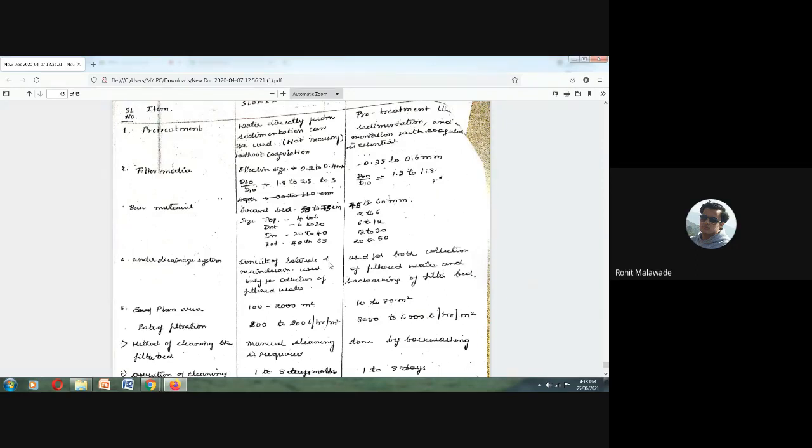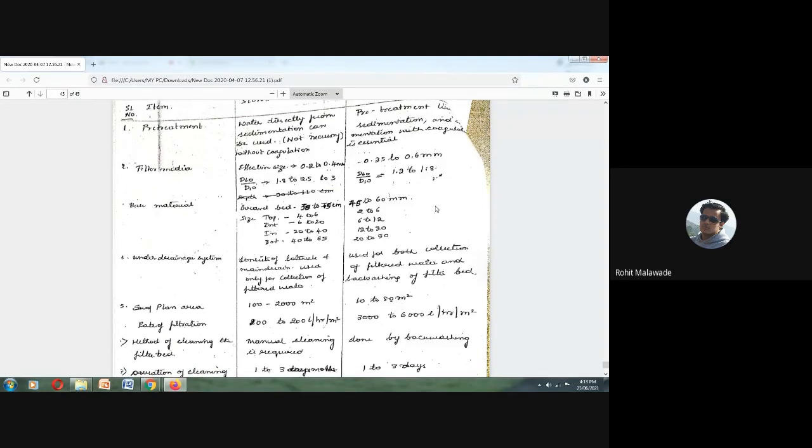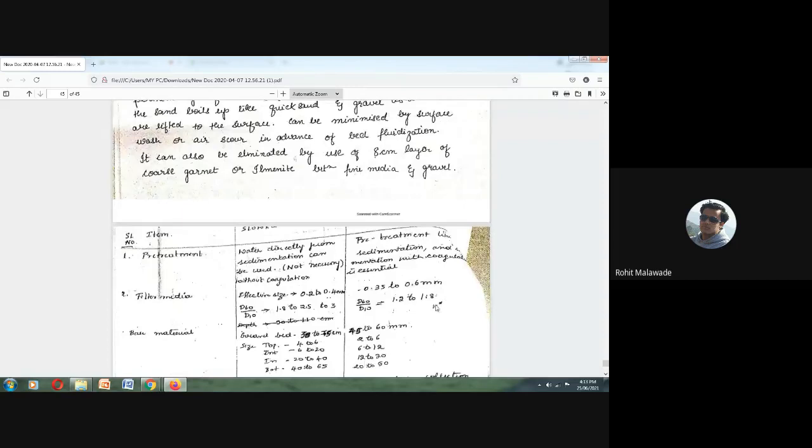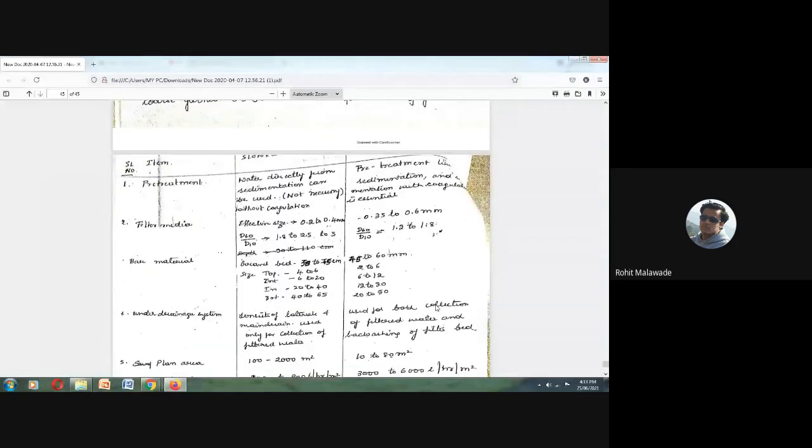Okay, so let us begin. This is your slow sand filter, and this side here is your rapid sand filter. This is your slow sand filter and this is your rapid sand filter. Now let us discuss what are the differences between them.